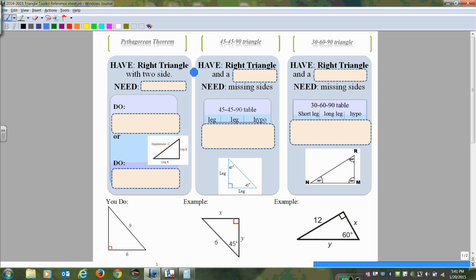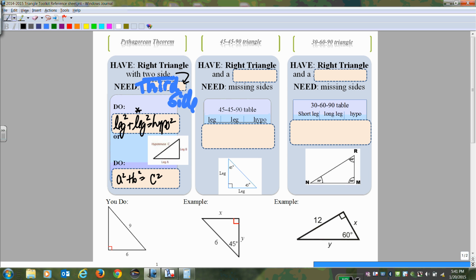Ready? It says, if you have a right triangle with two sides and you need a third side, what do? Two sides, third side, Pythag. That's where you know that leg squared plus leg squared equals hypo squared. That's when you have two sides and you need a third side, also known as a squared plus b squared equals c squared. But that's my preferred version right there.